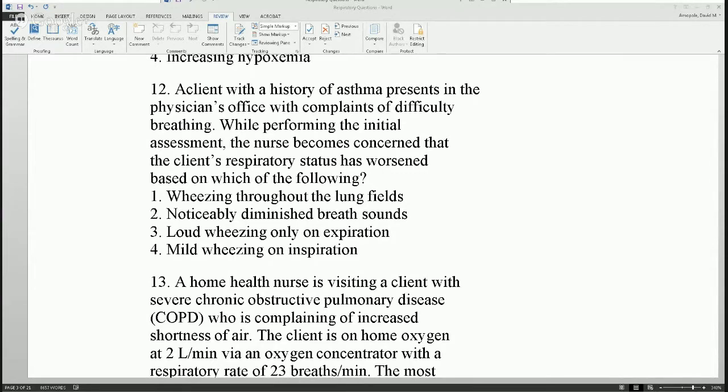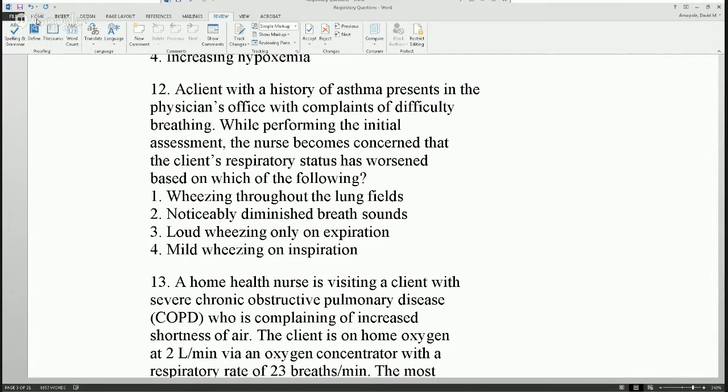Just based on what I know, wheezing on expiration only is not right. Mild wheezing on inspiration is also not right. Wheezing throughout the lung fields is of great concern, but noticeably diminished breath sounds is the worst indication, because if you have diminished sounds, you're not moving any air.